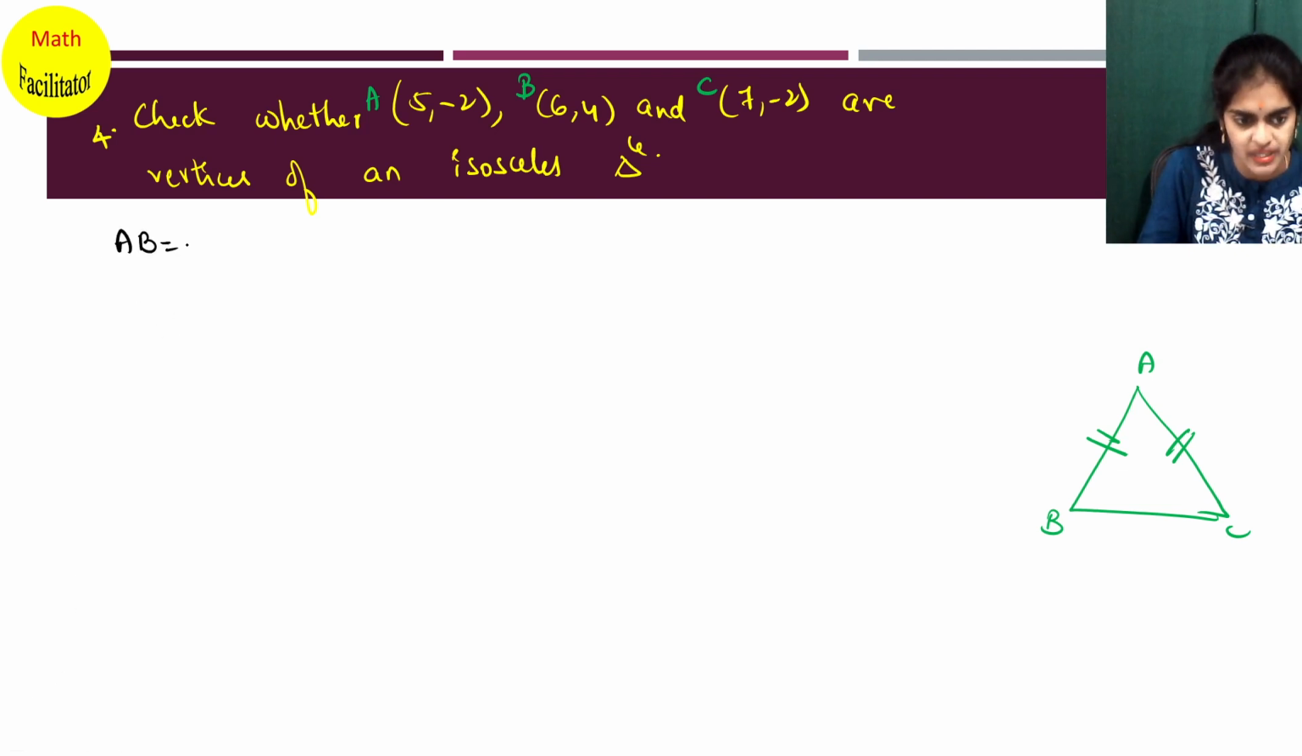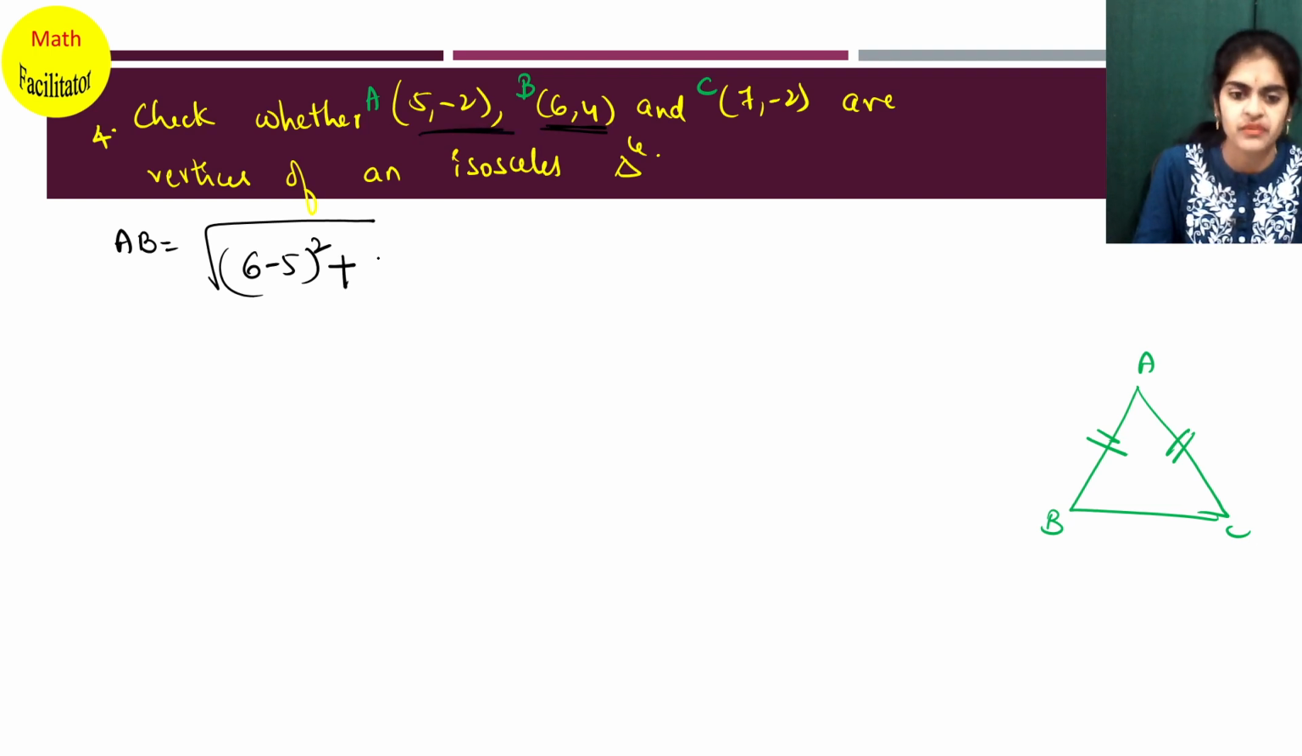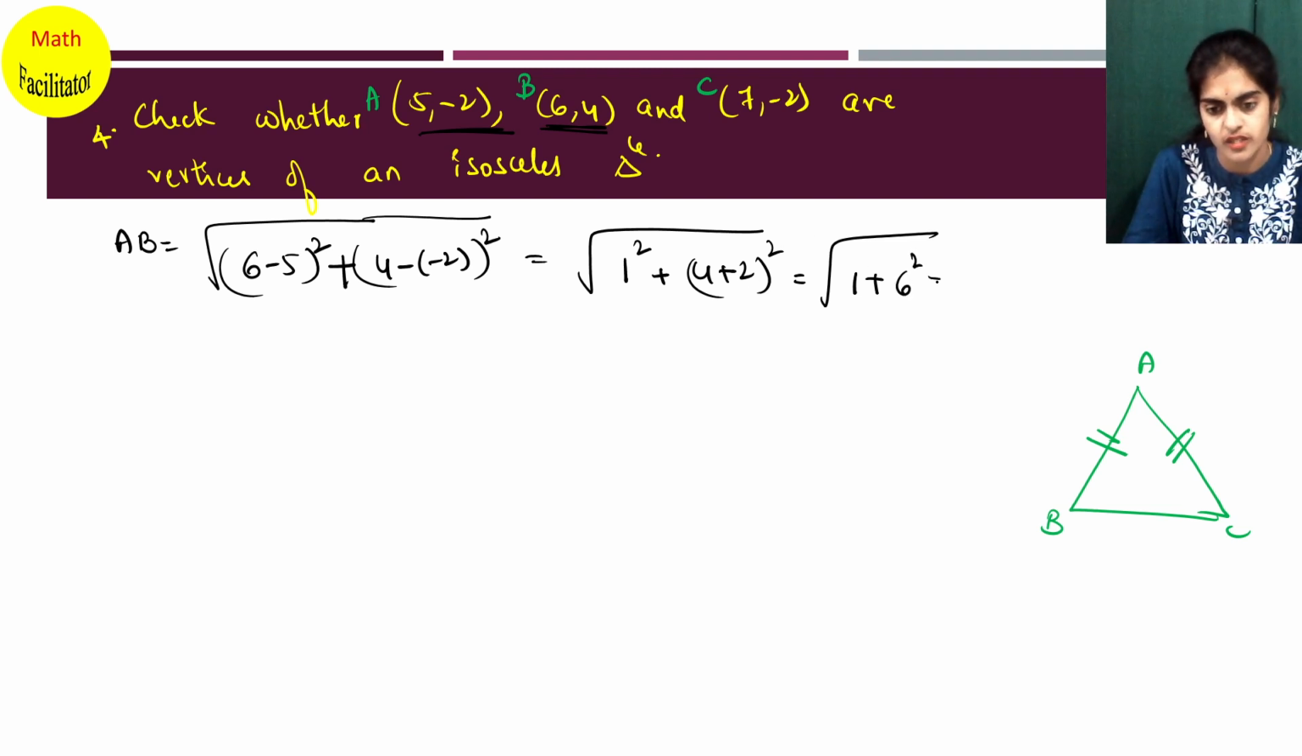Let me write AB distance, it is root over x2 minus x1. So I am taking it as 6 minus 5 whole square. Okay, B is x2 and this is x1. So 6 minus 5 whole square plus 4 minus of minus 2 whole square. So what is the final answer? 6 minus 5 is 1 square plus 4 minus of minus 2 is 4 plus 2. So it is root over 1 plus 4 plus 2 whole square is 6 square. So root 37 you will get. Okay. Now the next one, BC.